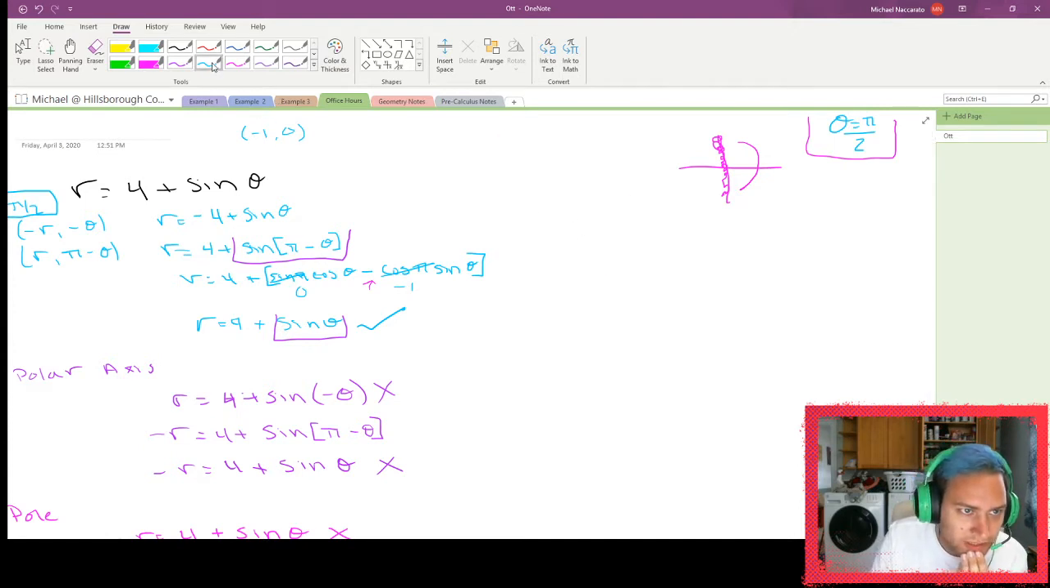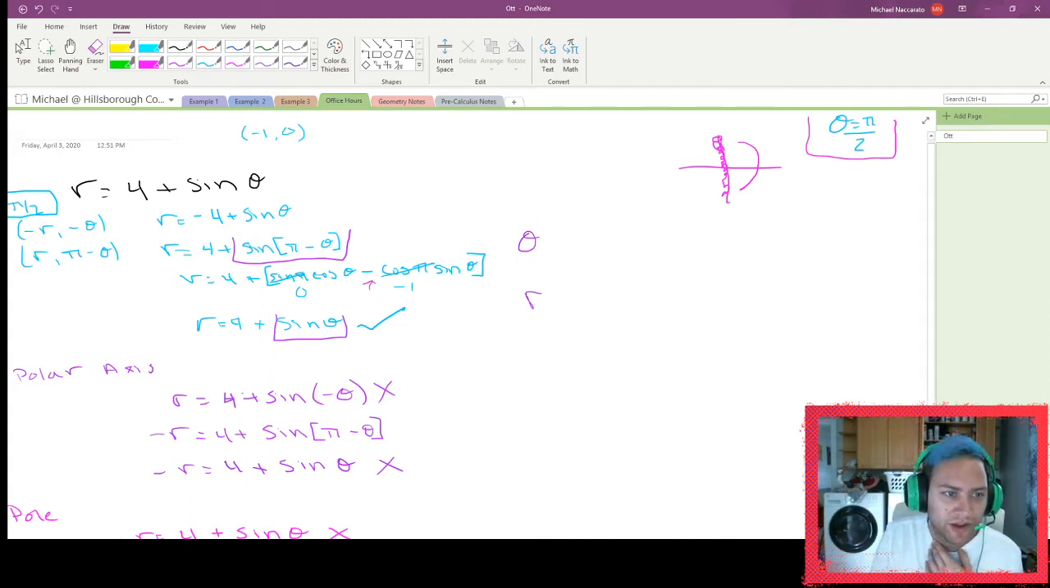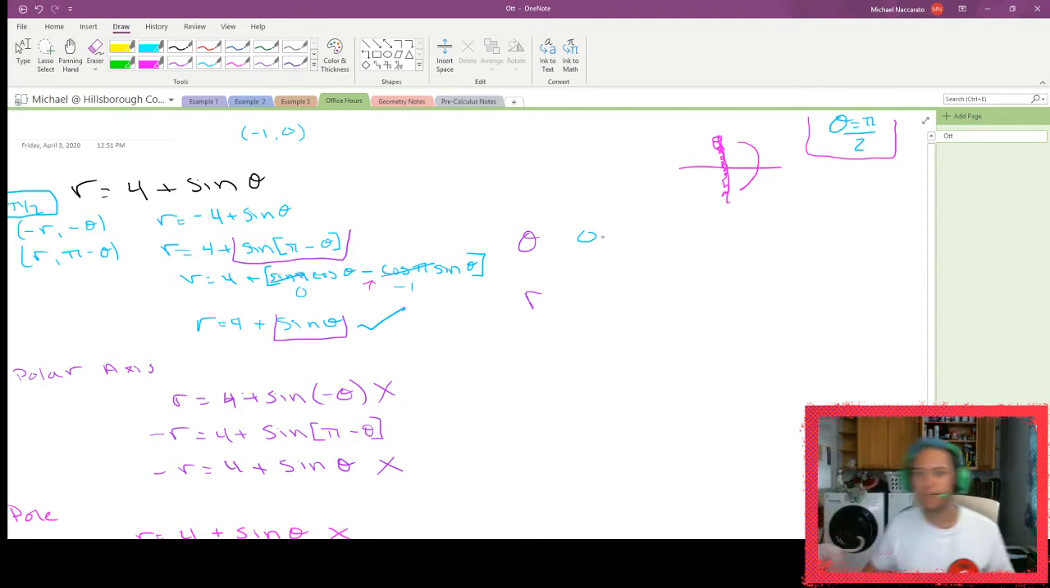picking our coordinates then. So again, this is where we pick our theta and plug it in and see what I get for r. So if I plug in, let's start with 0. Let's just start with the first quadrant, right? We'll do the first quadrant first, and then we'll go back and do the fourth quadrant.